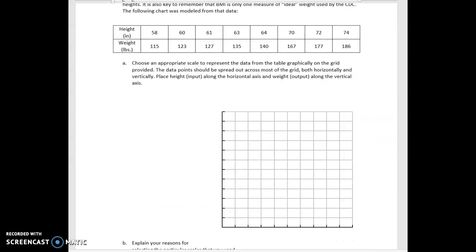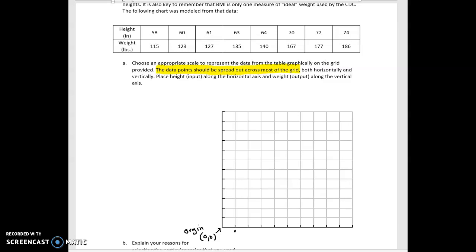I want to just highlight something here in terms of where it says that you want to spread the data across the entire grid. So if you notice here that the height does not start at 0, and there's only numbers between 58 and 74. So we don't want to start, so this point here, let me just reiterate, this point here is always 0, 0. That's the origin. We can't ever change that point. But we don't have to count starting with 1 or 2 and skip. We can count starting with, say, 50 or 55 and go from there.